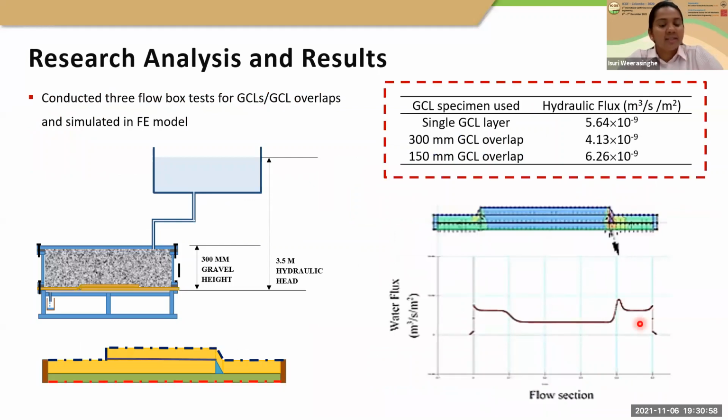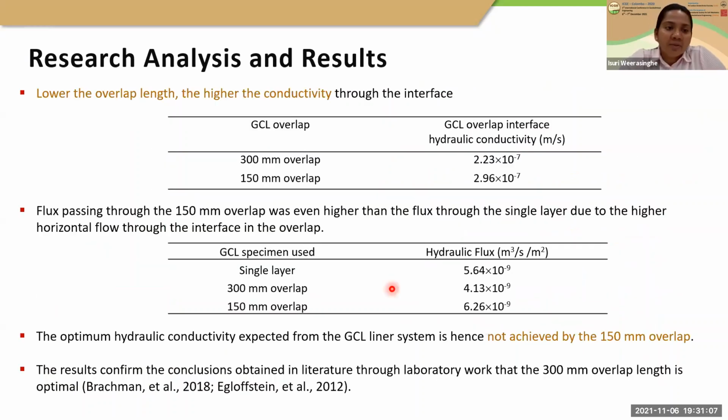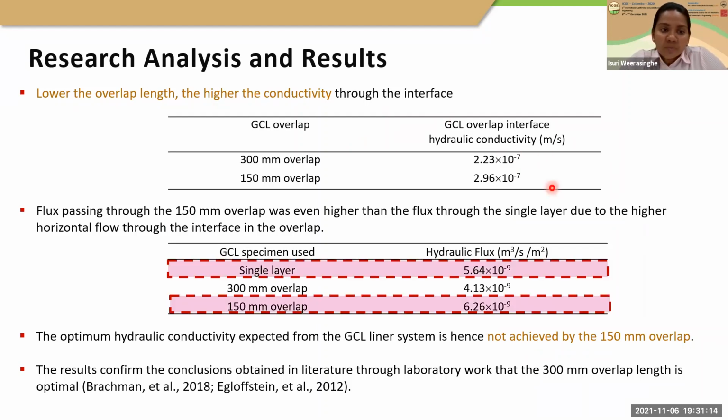And as you can see in the results, you could actually observe the increase in flow at the overlap in this numerical model. So we observed from the results that the lower the overlap length, the higher the conductivity was. And it was interesting to find out that the flux passing through the 150 millimeter overlap was even higher than the flux through the single layer due to the higher horizontal flow through the interface in the overlap. The optimum hydraulic conductivity expected from the liner system was hence not achieved by the 150 millimeter overlap.